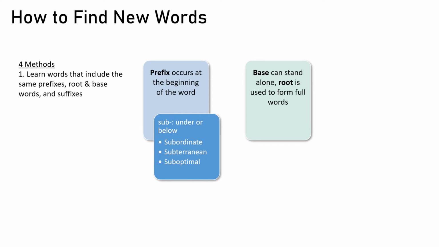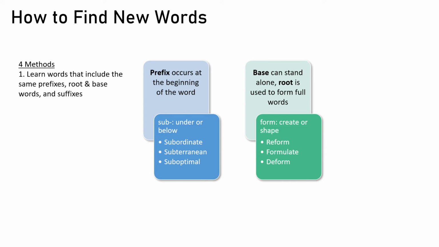The base of a word can stand alone, so that base itself is a word, whereas the root is used to form full words. A root isn't necessarily a standalone word. Sometimes base and root are used interchangeably, but the most important thing is that these are just the central part of the word. So one example of a root is form, which means to create or shape, and the words reform, formulate, and deform all have the root form.